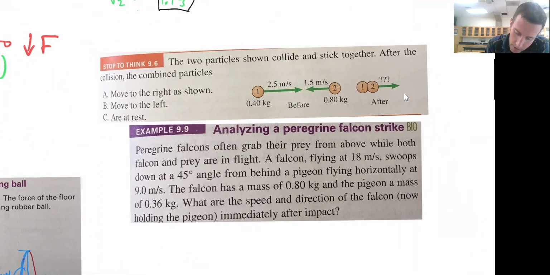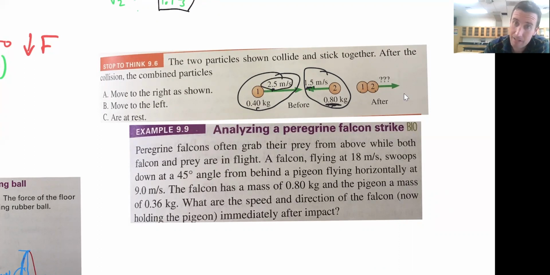So I have 0.4 times 2.5, and 1.5 times 0.8, and the question is, which way are they going to go? Basically, this one's just looking at which set is bigger. Is that set bigger, or is that set bigger? This one is twice as large, and 1.5 is more than half of that, right? Half of 1.5 times 2 is 3, and that's less than that. So they should end up going that way at the end, because momentum will be conserved.